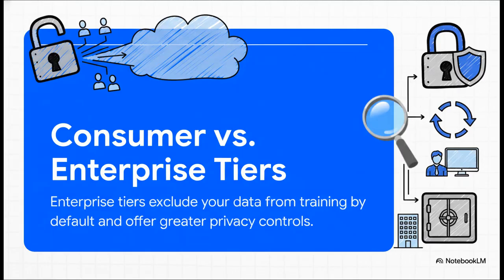So if you remember one thing from all this data, make it this: the massive night and day difference between consumer and enterprise accounts. Enterprise versions, things like M365 Copilot or ChatGPT Enterprise, they are built specifically for business. And that means your data is kept out of their training by default, and you get the serious privacy controls you actually need to work safely.